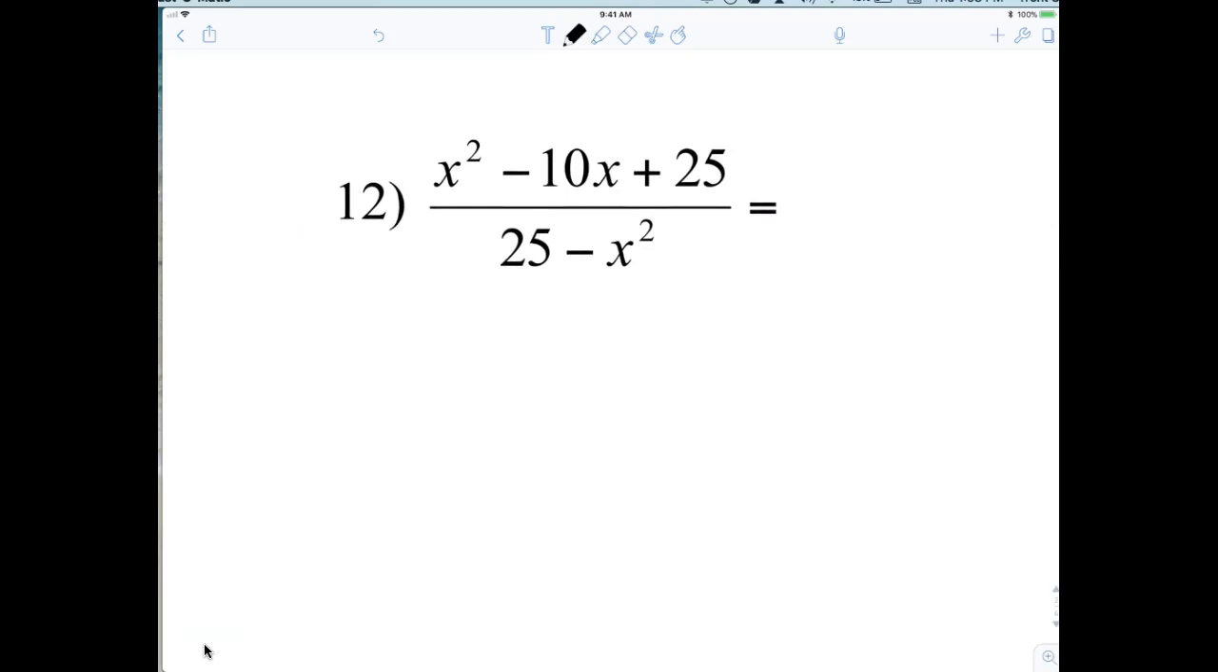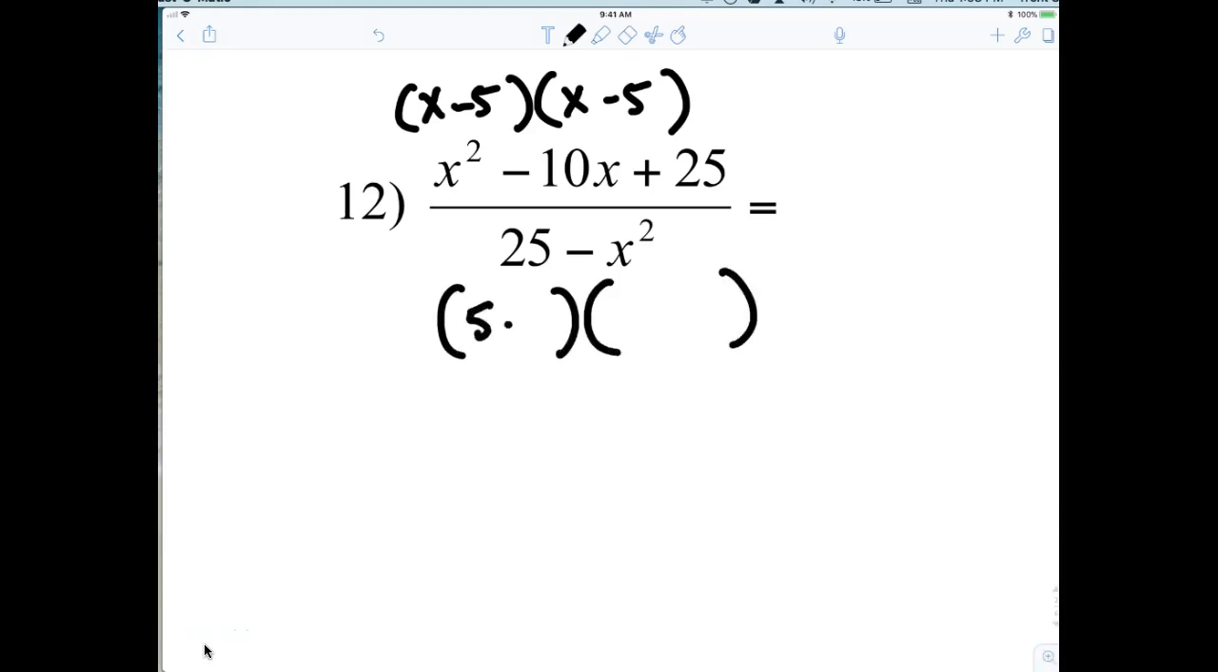All right, up here, x squared minus 10x plus 25. Good. X minus 5 times x minus 5. Now be careful with 25 minus x squared. We can't just rearrange the order. It's going to be 5 plus x and 5 minus x. Everybody okay with that?